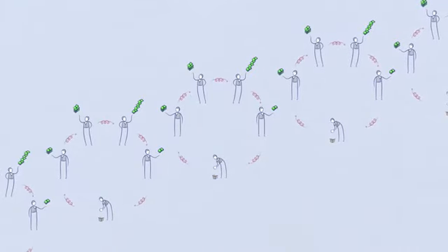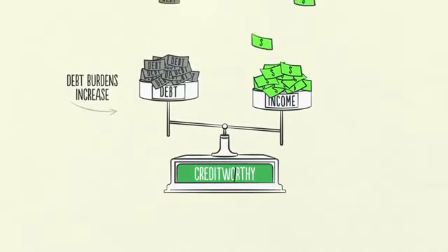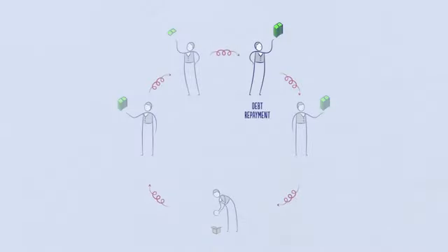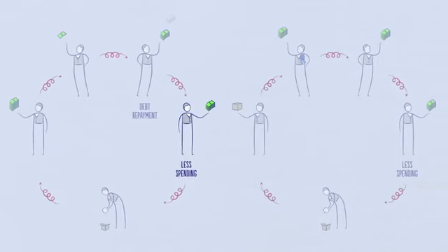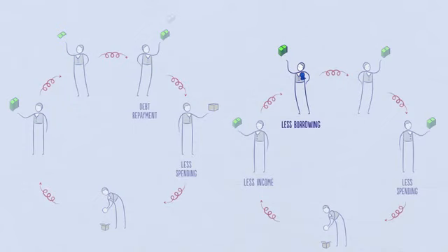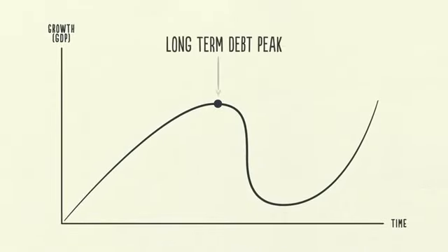But this obviously cannot continue forever. And it doesn't. Over decades, debt burdens slowly increase, creating larger and larger debt repayments. At some point, debt repayments start growing faster than incomes, forcing people to cut back on their spending. And since one person's spending is another person's income, incomes begin to go down, which makes people less creditworthy, causing borrowing to go down. Debt repayments continue to rise, which makes spending drop even further. And the cycle reverses itself. This is the long-term debt peak.